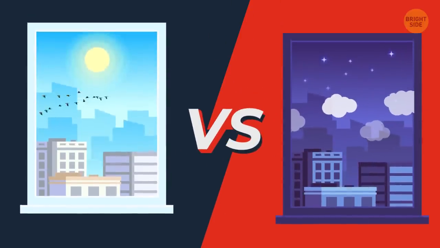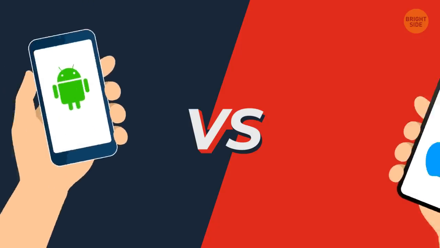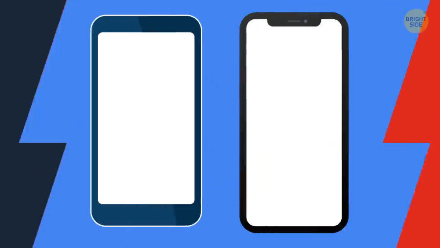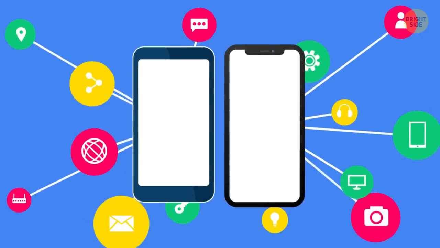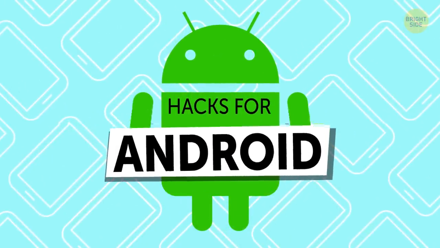It never ends. Light versus dark, chocolate versus vanilla, Android versus iPhone. In fact, it's pointless to argue which phone is better. Both have a bunch of cool things you probably don't even know about. And now, you'll learn the ones that are hidden in Androids.